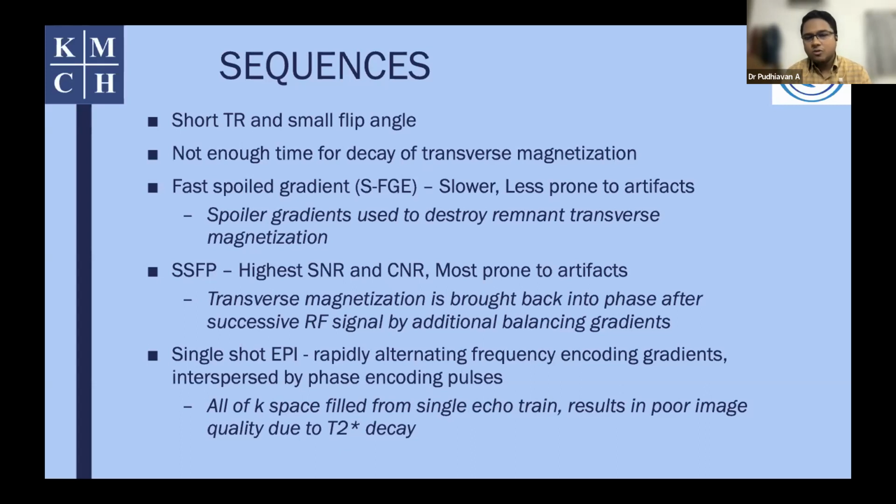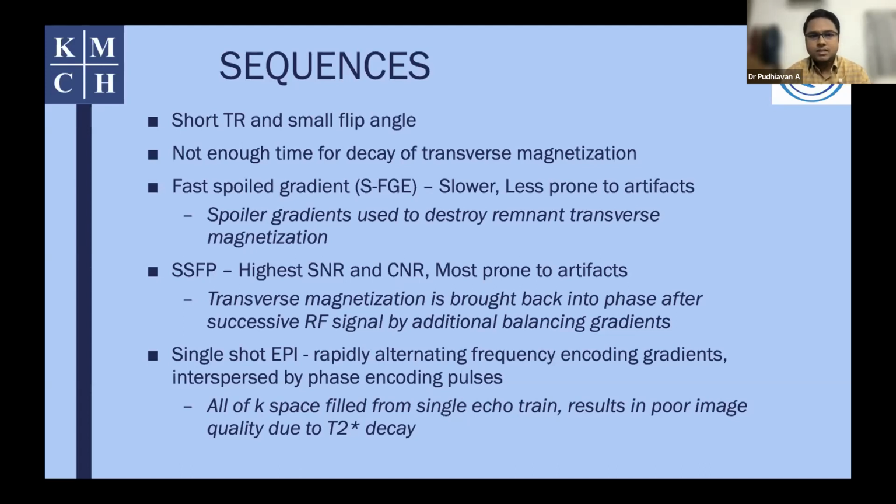The first and foremost is the spoiled fast gradient echo sequence, which uses spoiler gradients to destroy the remnant transverse magnetization before the next RF pulse. So this particular sequence is relatively slower compared to the other sequences. However, it is less prone to artifacts.